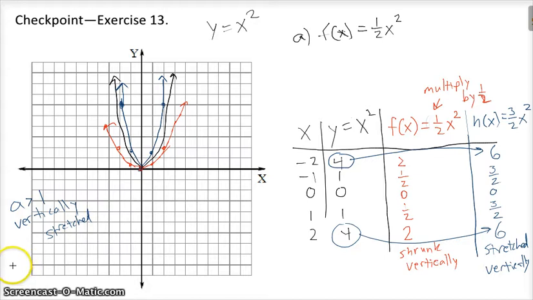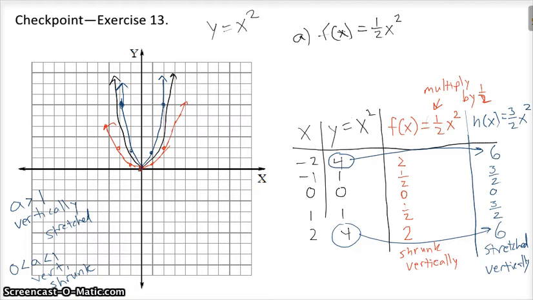And if a is between 0 and 1, so a fraction less than 1, it's vertically shrunk. The book uses compressed, but it's also the same thing as saying it's shrunk.